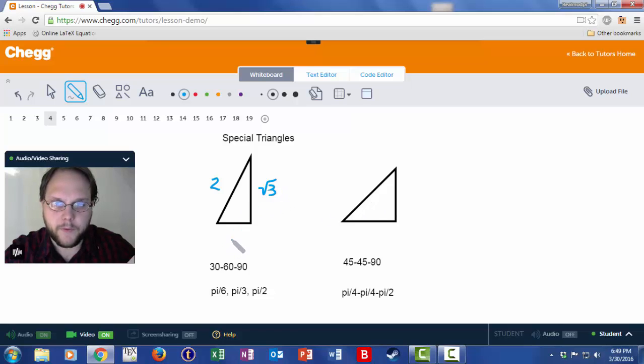This is an example of a 30 by 60 by 90, and that means that if you cut a stick of length 2, of length 1, and of length square root 3, and you put them together, the result will be a 30, 60, 90 degree triangle.